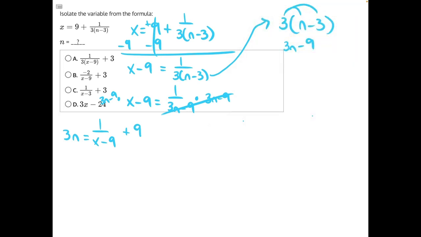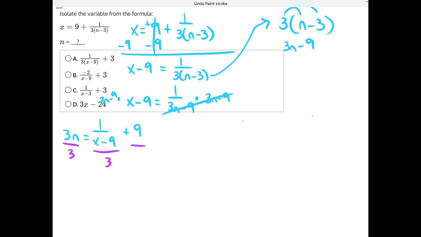The last step of this problem, 3 is being multiplied to n, so we need to do the opposite and divide everything by 3. These 3's will cancel. 9 divided by 3 will just give us 3. However, this part is quite tricky.